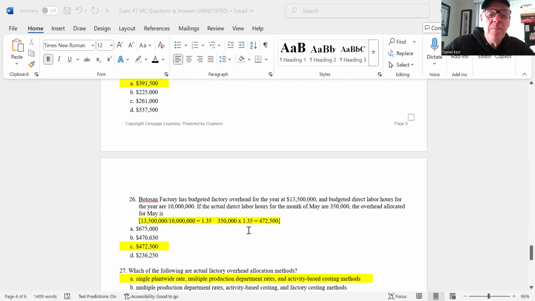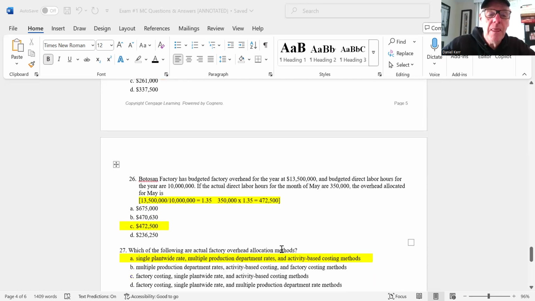26, we have budgeted factory overhead of 13,500,000 and budgeted direct labor hours of 10 million. So 13,500,000 divided by 10 million gives me 1.35. It says the actual direct labor hours for the month was 35,000, and overhead allocated for May is, well, if the rate per hour is 1.35 and the direct labor hours were 35,000, then it's 1.35 times 35,000, which gives us 47,250. So the answer there is C.